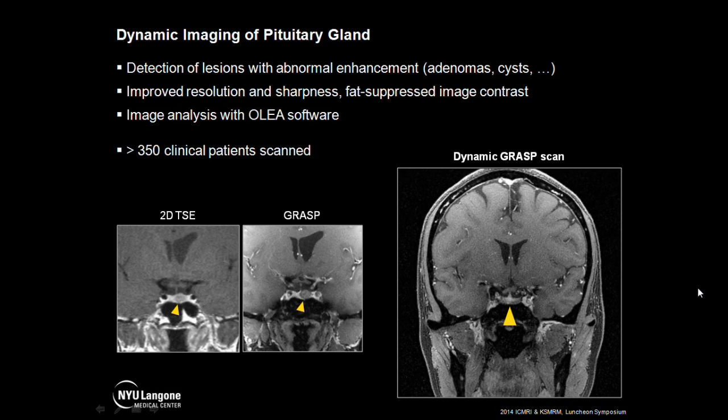Previously, we used 2D TSE sequences for this application. Now with the GRASP technique, we can get much higher spatial resolution, especially along the slice direction, so we can get much thinner slices. In addition to that, we can also get fat suppression, which we couldn't get with our old 2D TSE protocol, and our radiologists like fat suppression in this application. Here we've meanwhile done over 400 patient scans.